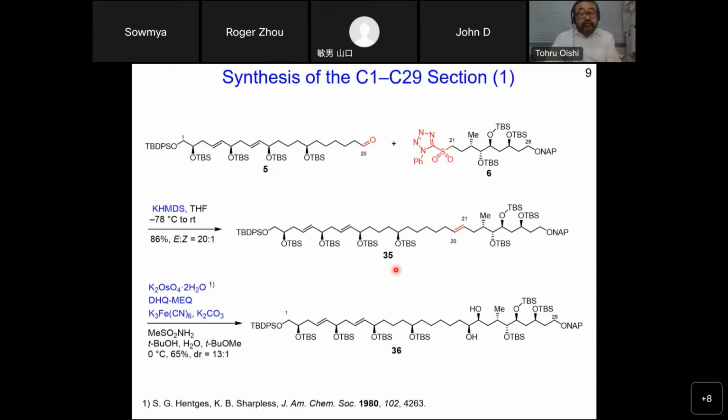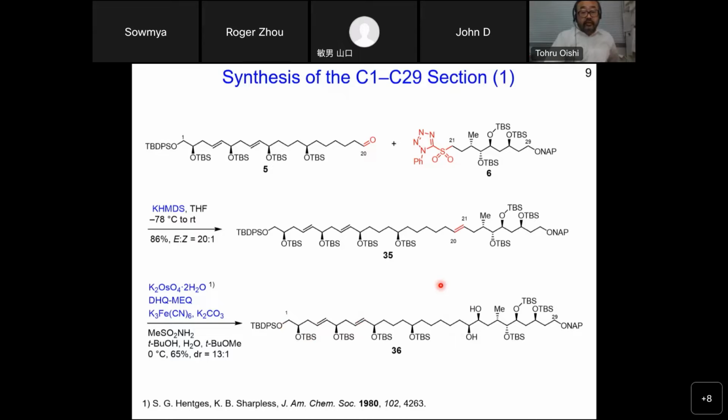So the next step is the crucial step of the present synthesis. Regio- and stereoselective dihydroxylation was achieved using Sharpless asymmetric dihydroxylation conditions with the monomeric ligand DHQ to give the desired compound. The isomer ratio is 13 to 1. So this regio- and stereoselective dihydroxylation was achieved in the presence of the other C=C double bonds here and here.